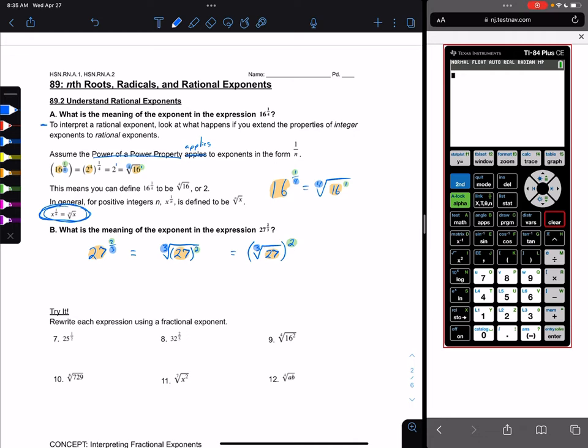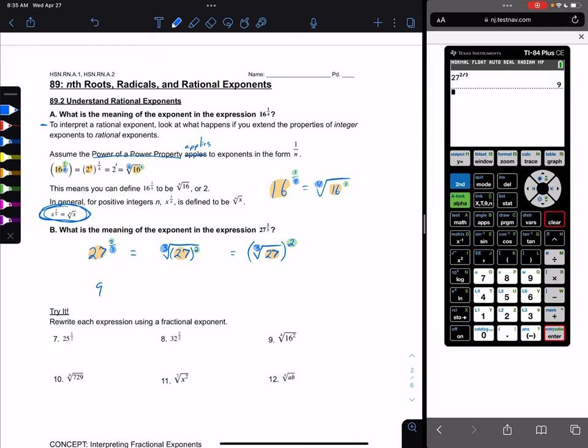To show that this works, I'm going to show the math behind it, just to show that all of these are equivalent. Just looking at them, we don't really know that. All right, so I'm going to go with 27 on my calculator, and I'm going to raise that to the 2/3 power. I'm just going to type 2 divided by 3, and the calculator will do the work for me, and I get 9.